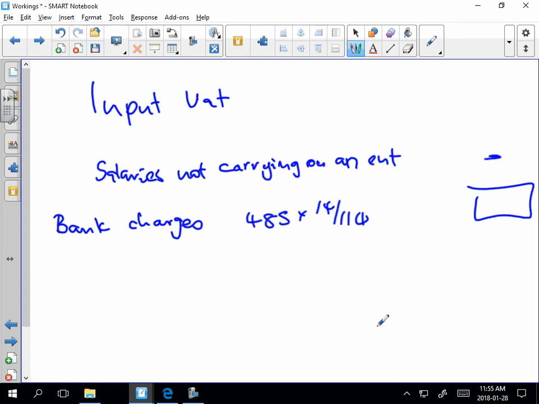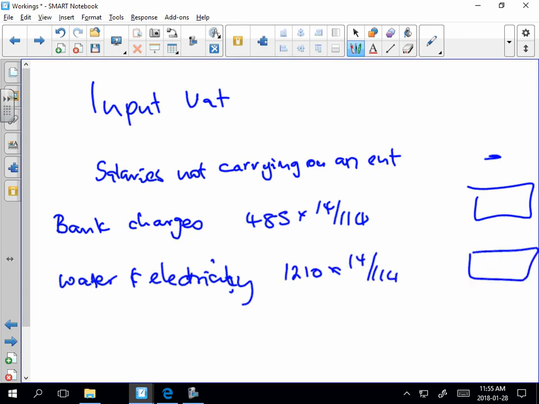Water and electricity. Zero rated, exempt, standard rated. Okay. Water and electricity: 1210 times 14 over 114. Okay, guys, for good measure, SARS included electricity into the definition of services. So electricity is standard rated. In your definition for services, highlight electricity there.